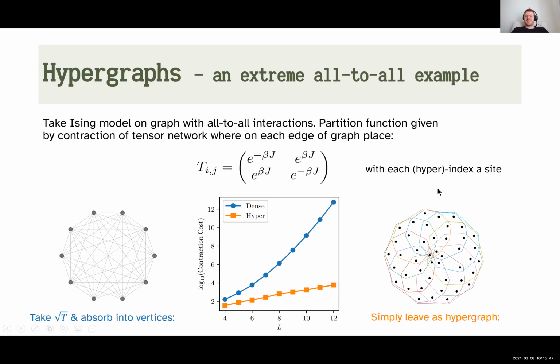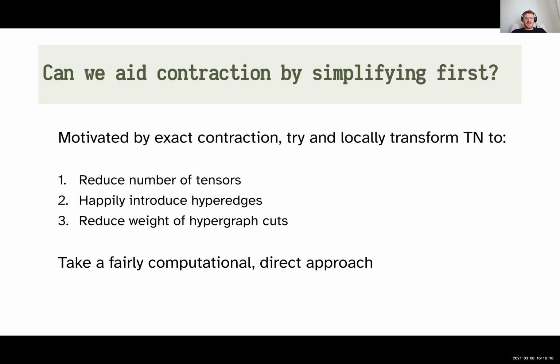But you can also just leave these hyperedges out lazily, represent this thing as a hypergraph, and you get a drastically different scaling in terms of contraction complexity for this model, which is just to say that it's not a minor advantage not representing these indices as hyperindices. It's potentially a really significantly computationally advantageous thing to do.